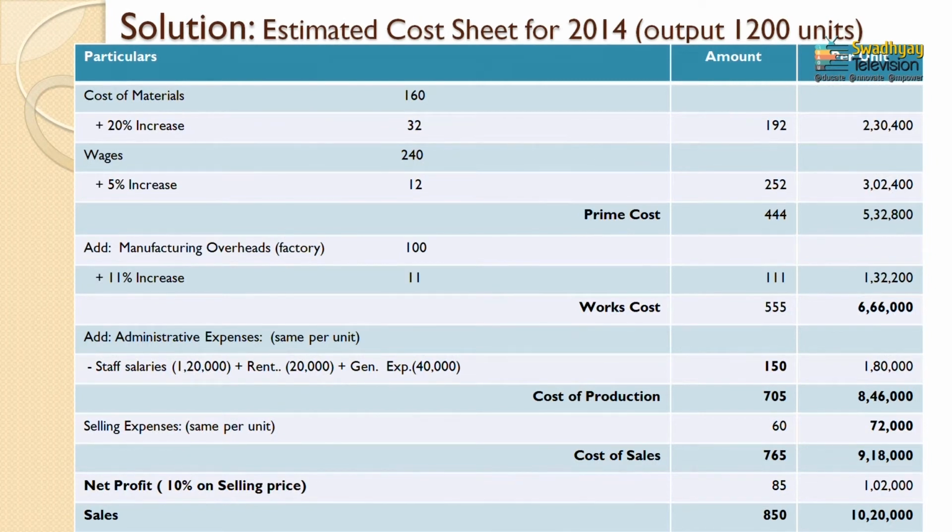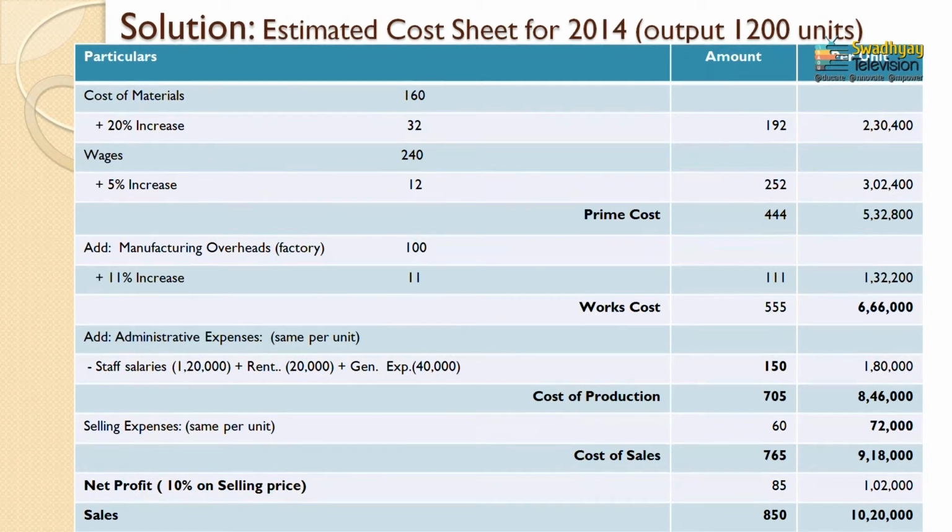First of all, we need to identify how much cost of material was incurred in the year 2013 per unit, that is 160 rupees. Now what would be the change of cost of material in the year 2014? They mention in the adjustment it would be increased by 20%. So we add 20% of 160, it is 32 rupees, added to 160. So now the per unit cost of material would be 192 rupees. And now the total amount of cost of material, how would it be found? It would be 1200 units into 192 rupees per unit, which comes to 2,30,400 rupees. So the cost of material is 2,30,400 rupees for the estimated cost sheet of 2014.